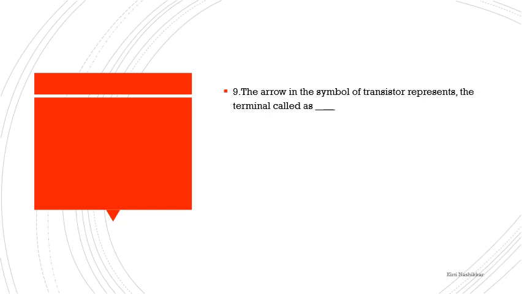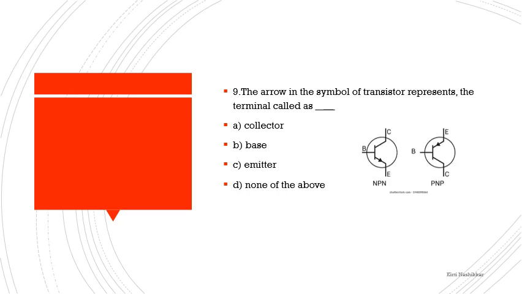The arrow in the symbol of transistor represents the terminal called as. So as we know that BJT is having 3 terminals, that is collector, base and emitter, and the arrow which is shown for the direction of the conventional current is actually shown at the emitter terminal. So this is the emitter terminal.